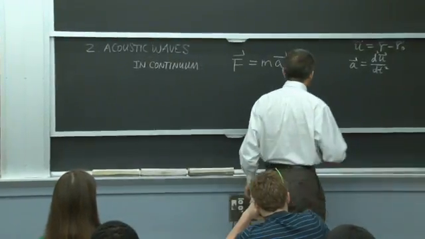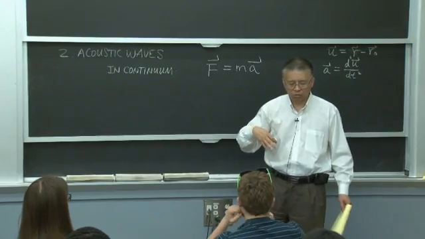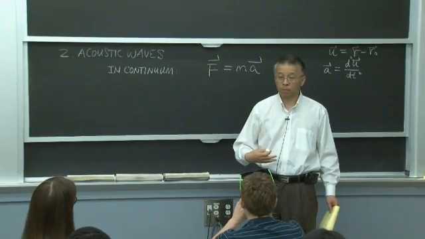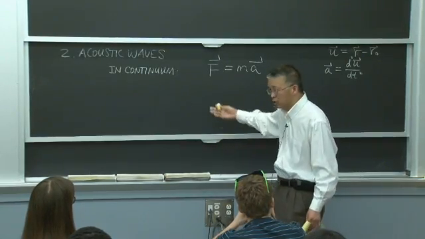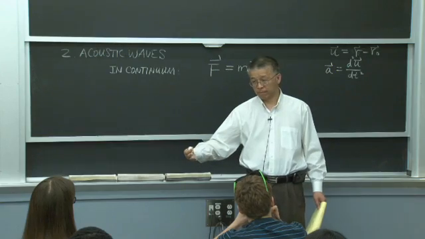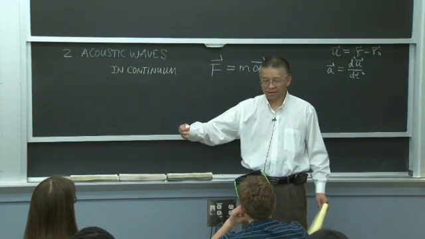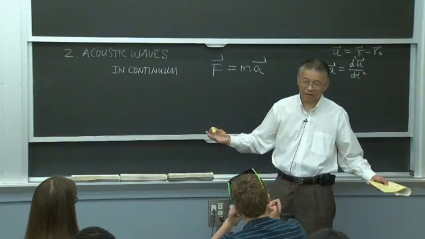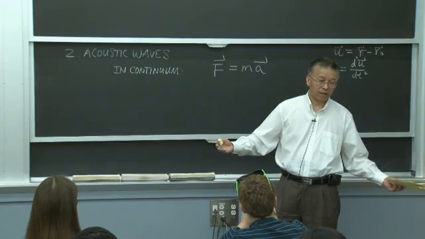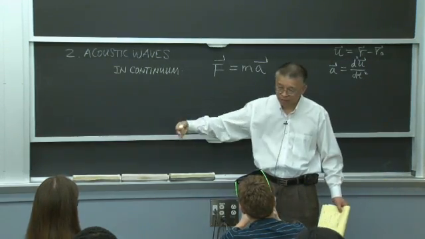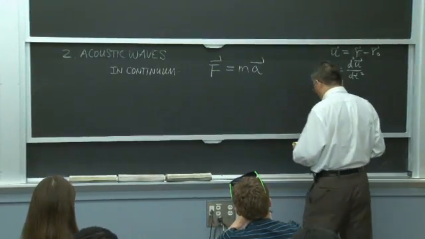And the way you do it is think about the force being related to stress in the material, right? And stress is related to strain. Strain is related to displacement. So if you write all those relations, you immediately get a wave equation for the displacement. And that's the acoustic wave equation. Okay, just a few more on that.